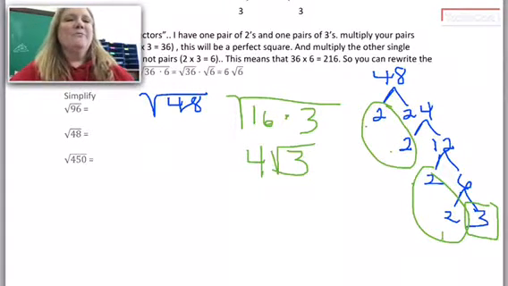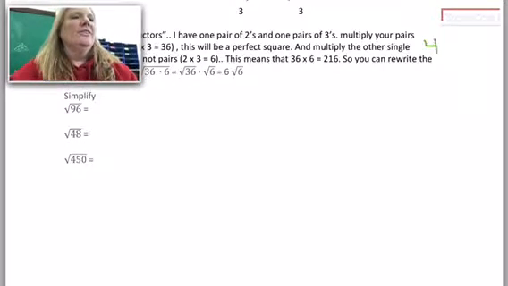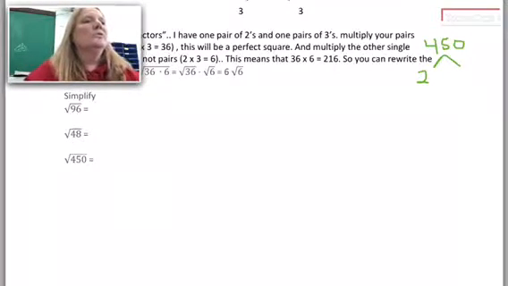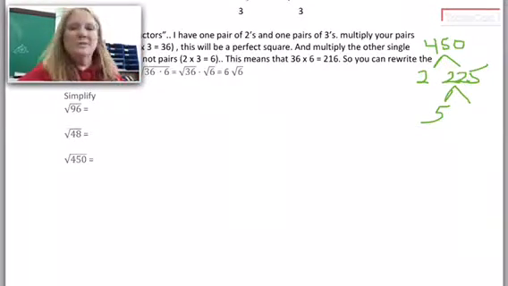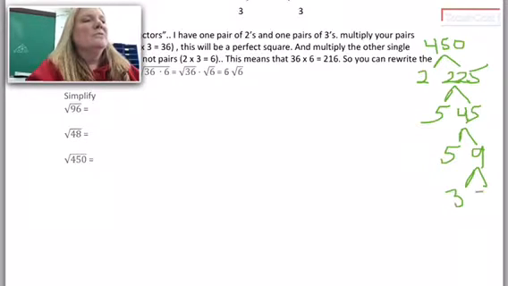The last one is the square root of 450. Try and write this small enough where I can put it all in here. 450. So that's going to be 2 and 225. That's not divisible by 2, but it's divisible by 5. Let me see. I'm going to use my calculator. 225 divided by 5 is 45. And then 45 is 5 times 9.